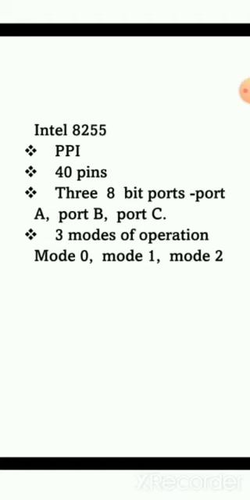The third mode of operation is mode 2, which is the bidirectional port. It is a strobed bidirectional mode of operation. In this mode, port A can be programmed to operate as a bidirectional port. The mode 2 operation is only for port A. When port A is programmed in mode 2, port B can be used either in mode 1 or mode 0. For mode 2 operation, PC3 to PC7 are used for the control of port A.